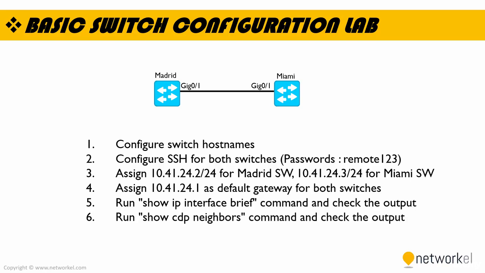In this practical exercise, we are going to check the basic switch configuration. As you can see in the picture, we have two switches connected to each other from their Gig 0/1 ports, and we have 6 steps to accomplish. Let's go ahead with the first step: configure switch hostnames.